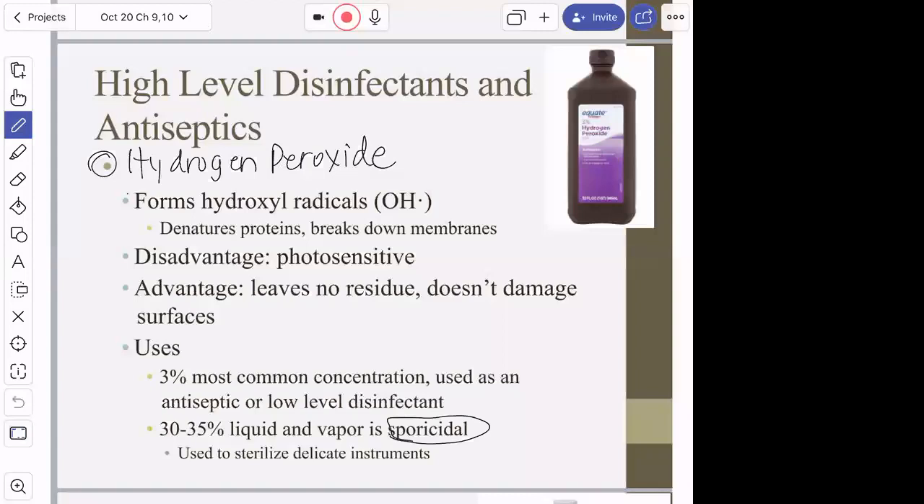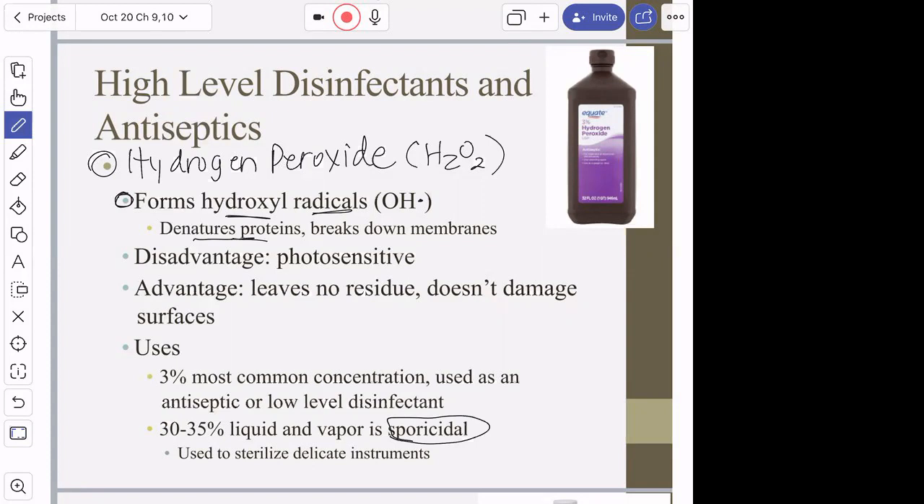Why does it kill? Hydrogen peroxide, remember this is H2O2, when this decomposes, it decomposes into hydroxyl radicals. Okay, so this is an OH with an unpaired electron. This is the most toxic of all those toxic oxygen compounds that we have talked about. It's grabbing electrons away from everything. It's a very strong oxidizing agent. So it's doing everything. It's denaturing proteins, breaking down membranes.